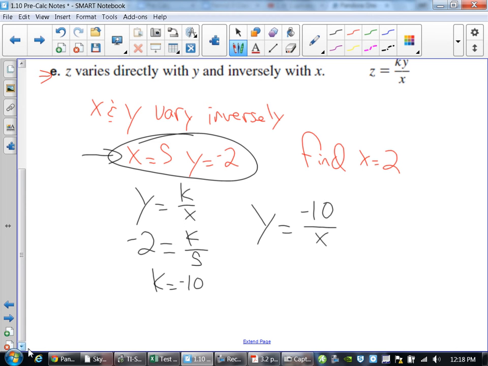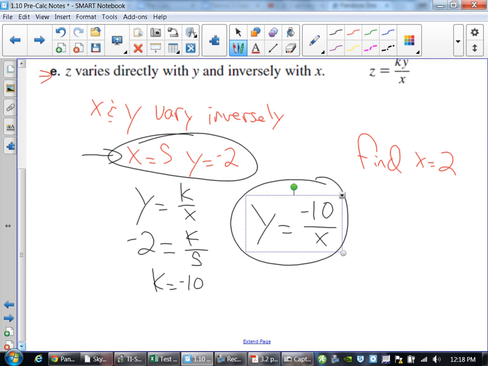First thing it would say, x and y vary inversely. When x is 5, y is -2. What is y when x is 2 then? You're finding the equation to use for x is 2. That means y would be -10 over 2, which is -5. So my answer would be -5.